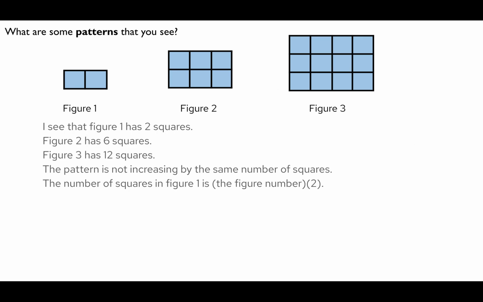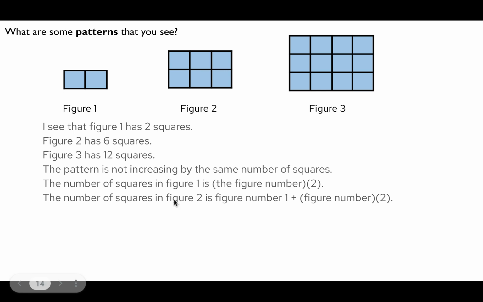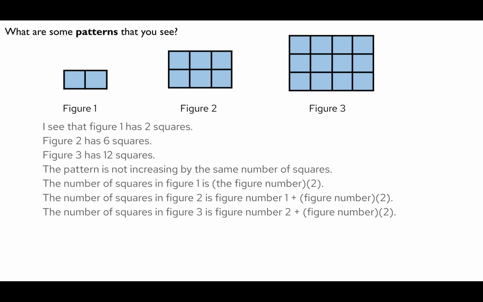I also noticed that the number of squares in figure 1 is the figure number multiplied by 2. So 1 multiplied by 2 is 2. I noticed that the number of squares in figure 2 is the figure number 1, so your 2 squares, plus this figure number multiplied by 2. So 2 multiplied by 2 is 4, plus the 2 here is the 6. And the same is true for figure 3. It's figure number 2, so you have the 6 of them, and you add that to the figure number 3 multiplied by 2, which is 6. And the sum of 6 and 6 is 12.